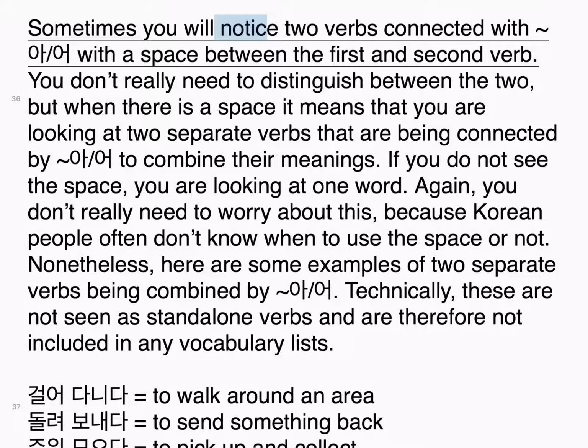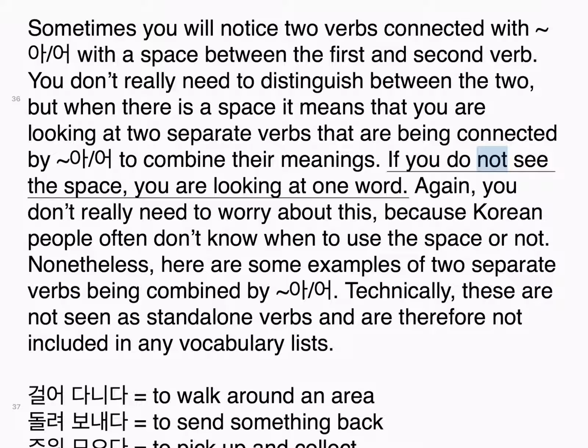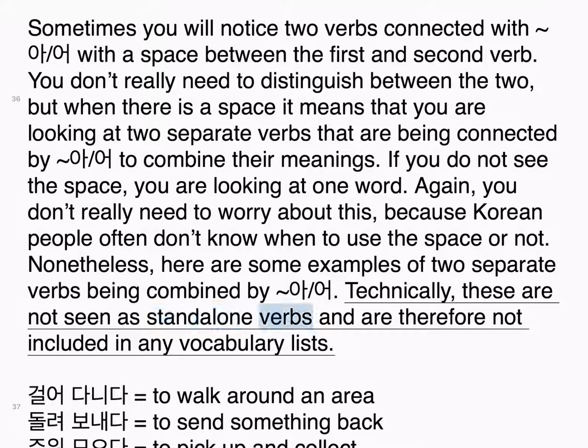Sometimes you will notice two verbs connected with 어. With a space between the first and second verb, you don't really need to distinguish between the two. But when there is a space, it means that you are looking at two separate verbs that are being connected by 어 to combine their meanings. If you do not see the space, you are looking at one word. Again, you don't really need to worry about this, because Korean people often don't know when to use the space or not. Nonetheless, here are some examples of two separate verbs being combined by 어. Technically, these are not seen as standalone verbs and are therefore not included in any vocabulary lists.